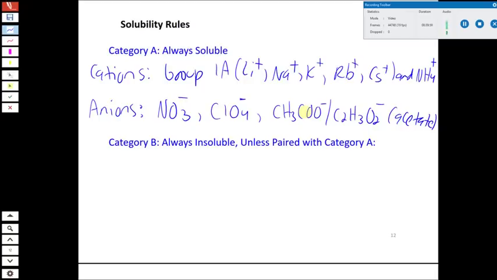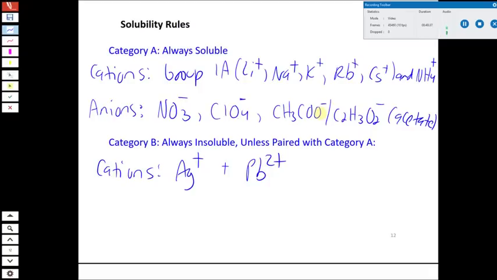Category B, we have some ions that are always insoluble unless they're paired with one of these first ones here, okay? So the cations that fall in this category are silver+ and lead 2+. So every ionic compound with silver as the cation, except for silver nitrate, silver perchlorate, silver acetate, any other ionic compound with silver, you would expect it to be insoluble. So this one is almost always insoluble unless it has one of these special anions paired up with it. Same with lead 2+. Almost always insoluble unless it's paired up with one of these special anions up here.